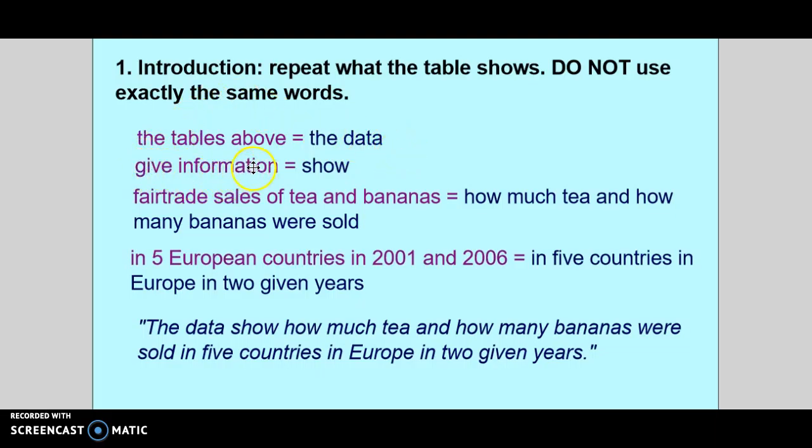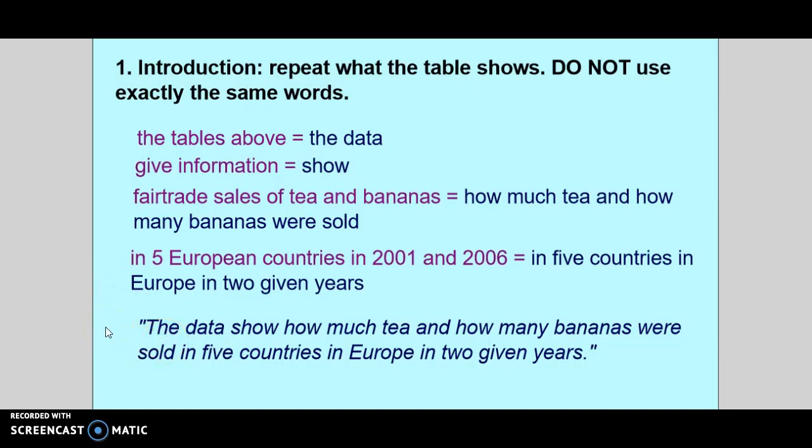Instead of give information, you could use the verb show. Instead of fair trade sales of tea and bananas, you could say how much tea and how many bananas were sold. And instead of in 5 European countries in 2001 and 2006, you could say in 5 countries in Europe in 2 given years. So this is what it might look like.